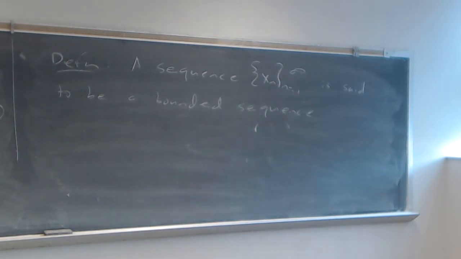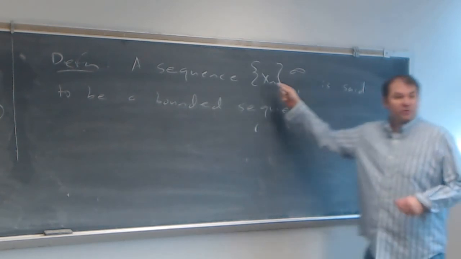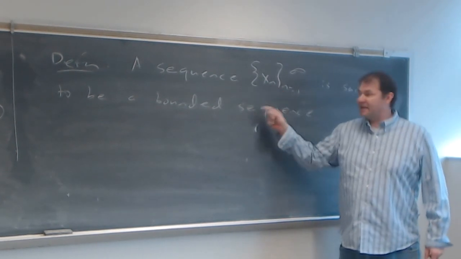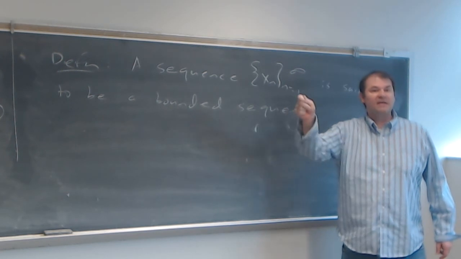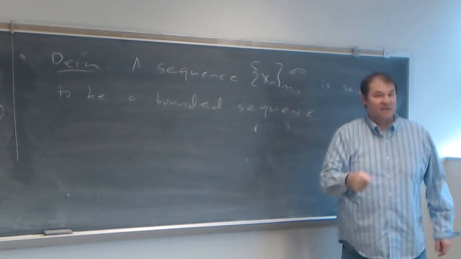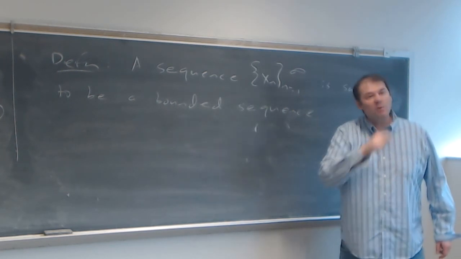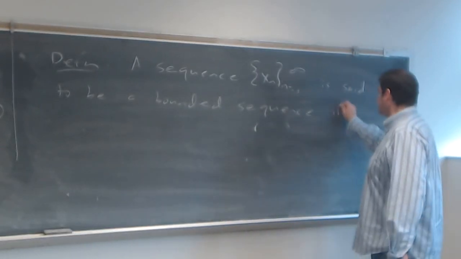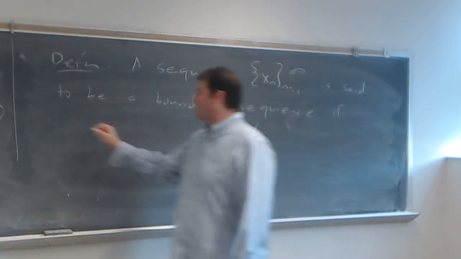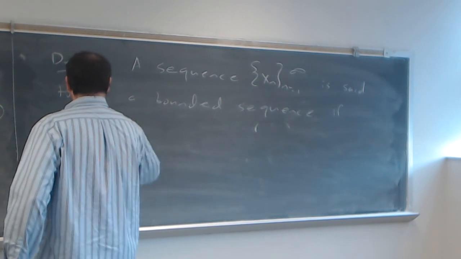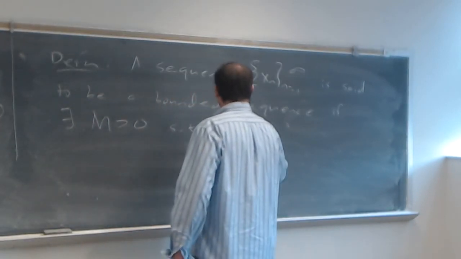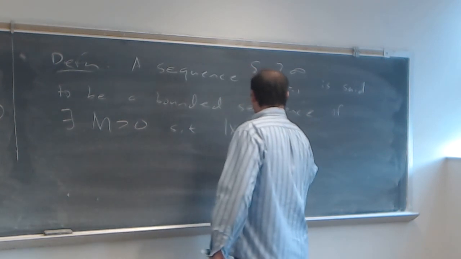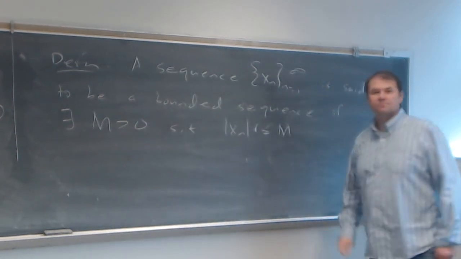So here, the sequence X of n is really an ordered set, so it's a set. What I need for it to be bounded is something that's bigger than all of them and something that is less than all of them. The way we're going to write that is: there exists an m bigger than 0, John, such that the absolute value of X of n is less than or equal to m.